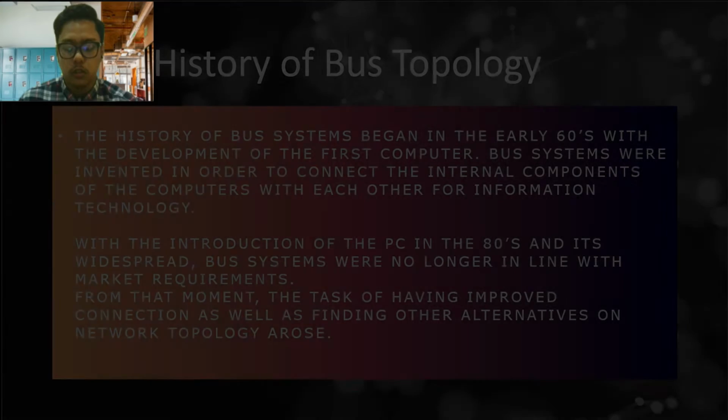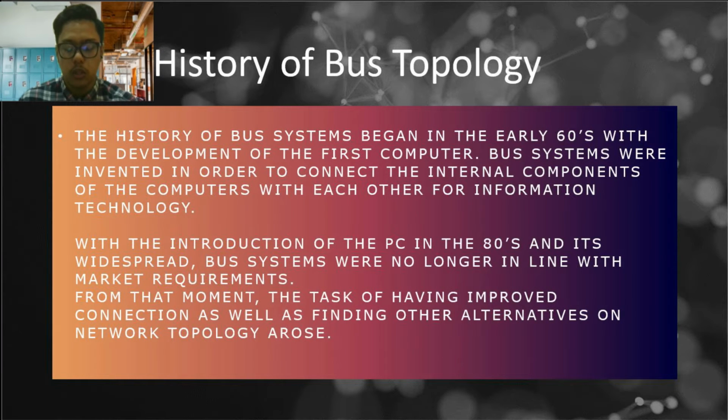So now I will explain about the history of the bus topology. The history of the bus system began in the early 60s with the development of the first computer. Bus systems were invented in order to connect the internal components of a computer with each other. With the introduction of PCs in the 80s and their widespread use, bus systems were no longer in line with market requirements. From that moment, the task of having improved connections as well as finding other alternatives in network topology arose.